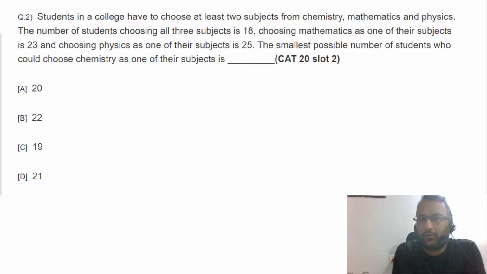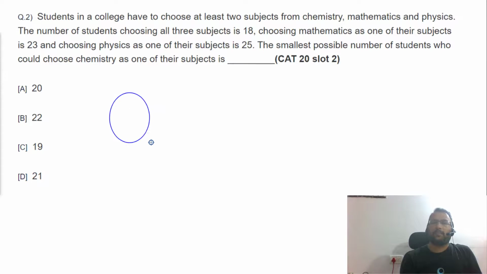Now question number 2 is from CAT 2020 slot 2. Students in a college have to choose at least 2 subjects from chemistry, mathematics, physics. The number of students choosing all 3 subjects is 18. Hold on. So let's draw the Venn diagram over here, everyone.